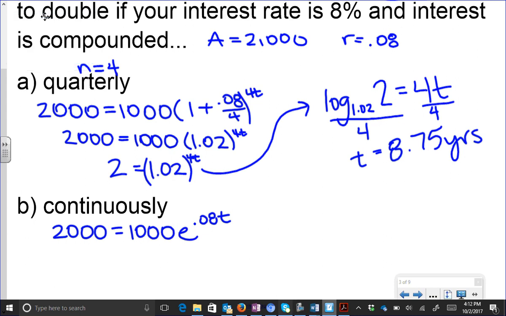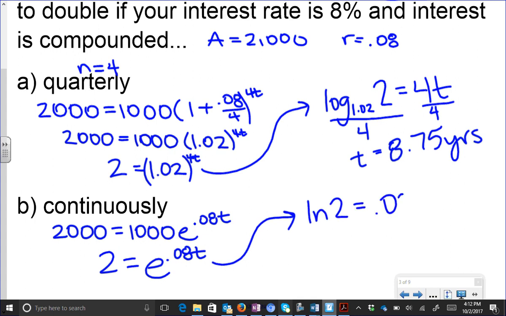Okay, so we have A equals P e to the r t. So we can once again divide that 1,000 over, so we have 2 equals e to the r t. Okay, so since we have our exponential piece to itself, we can rewrite it as a logarithm. So log base e of 2 equals 0.08t. So what we can do is we can punch the natural log of 2 into your calculator.